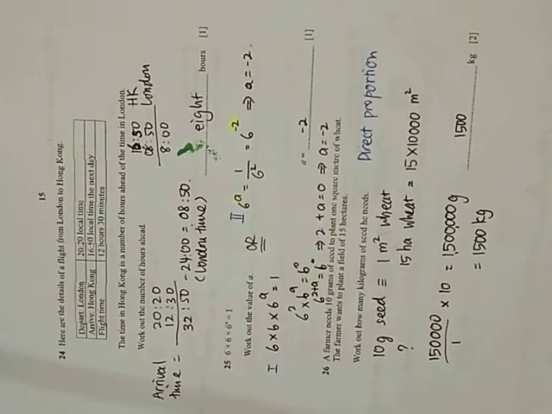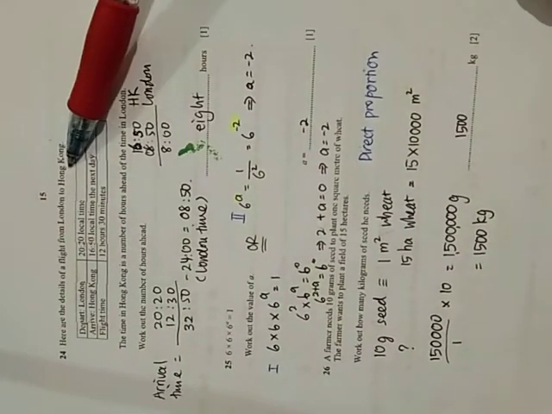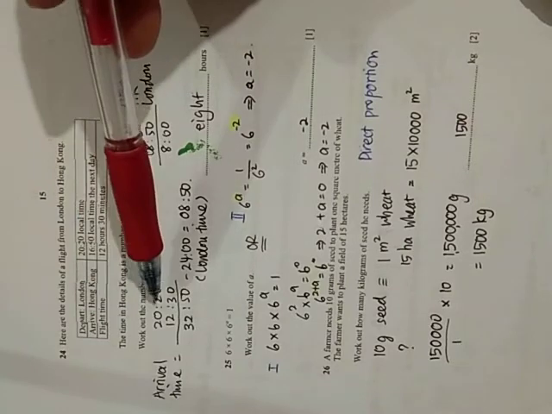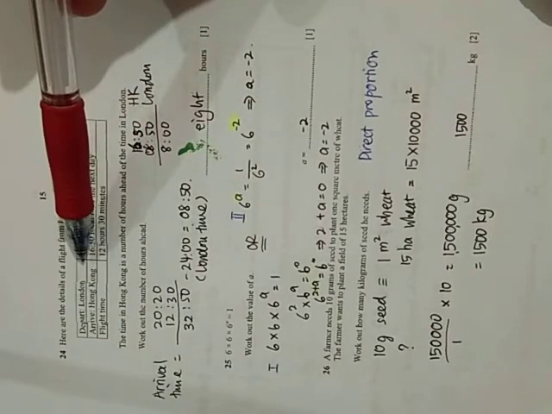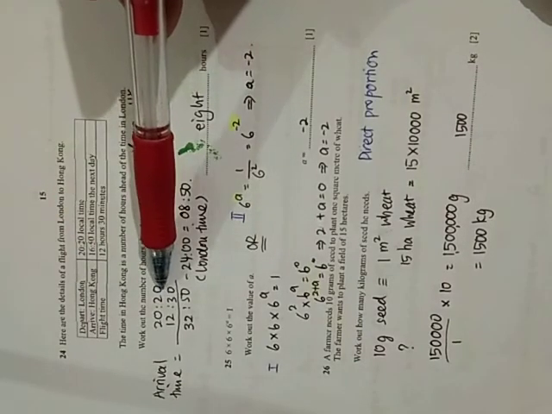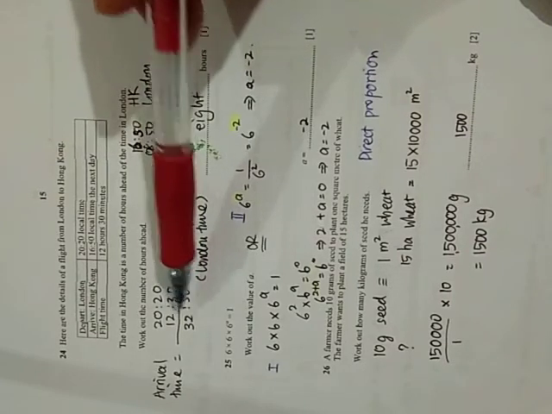Now, the third last question, number 24. Here are the details of a flight from London to Hong Kong. First, find the arrival time in London's time. We are told the flight time is 12 hours 30 minutes. So for the 2020 departure time, you add the flight time of 12 hours 30 minutes.